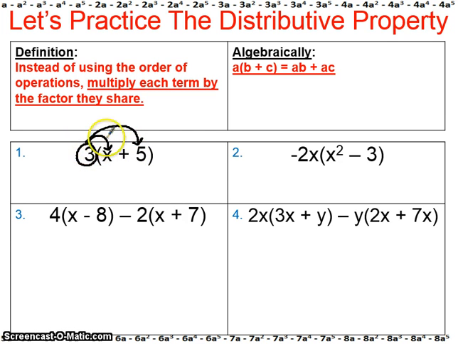So we have 3 times x. Well, how do you write 3 times x? 3x. And 3 times, and always look at the sign in front, positive 5. 3 times positive 5 is positive 15. So simplifying this expression is equal to 3x plus 15.